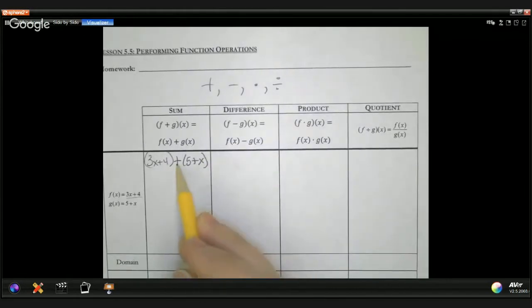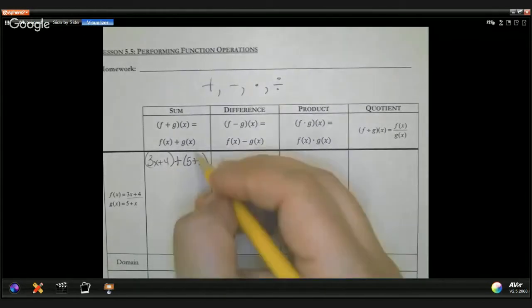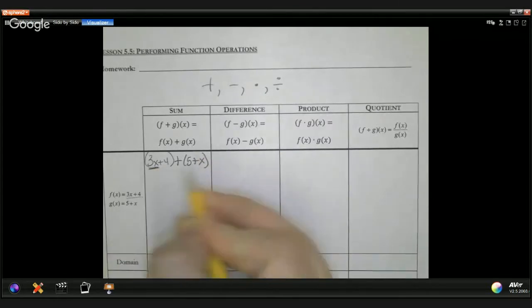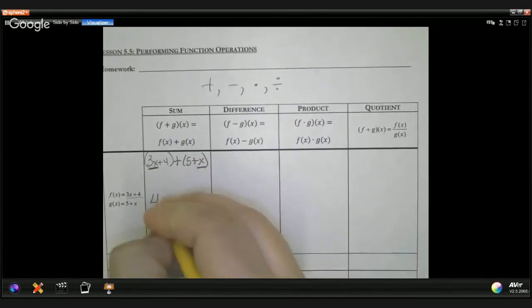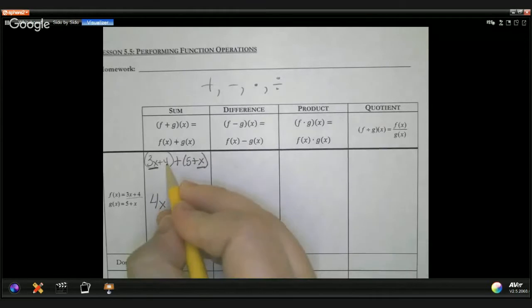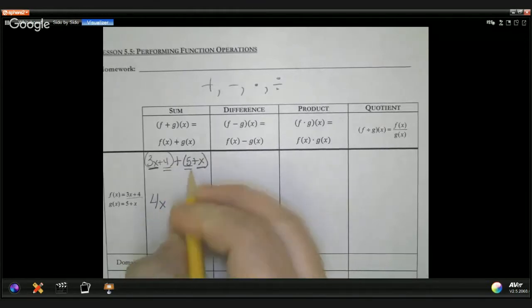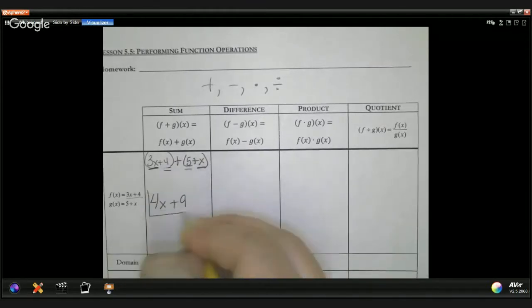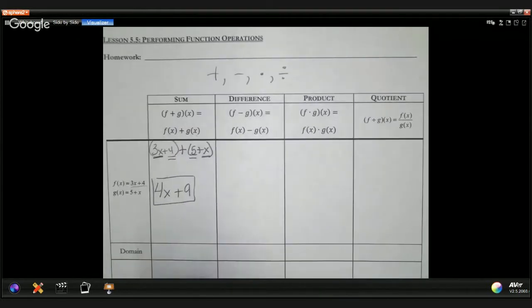And all I'm doing is adding, so really I'm just combining my like terms. 3x can go with a 1x, which makes 4x. 4 can go with a 5, which makes 9. And that's my answer.